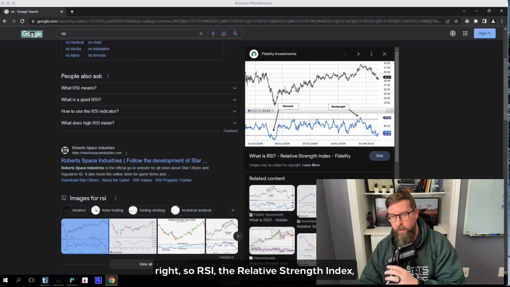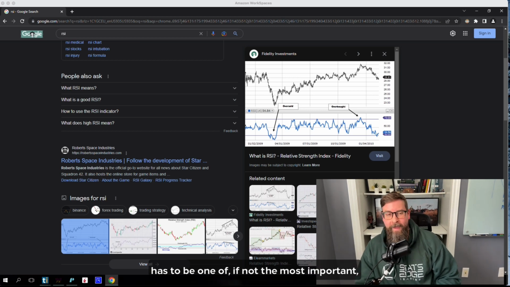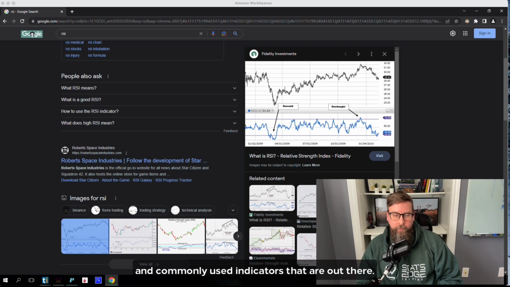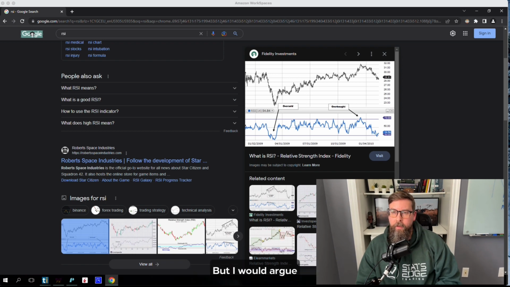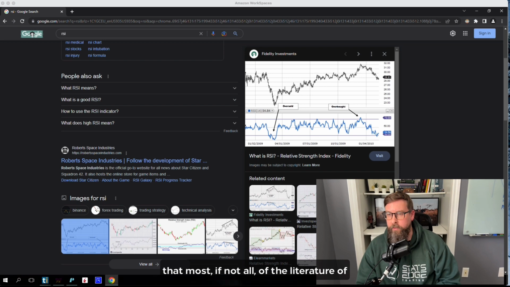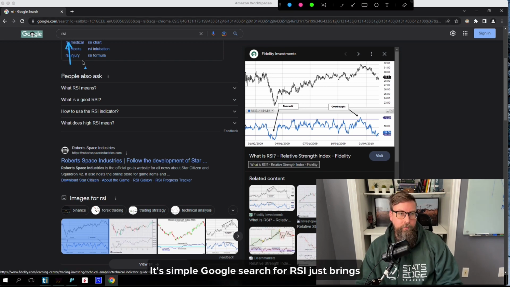All right, so RSI, the relative strength index, has to be one of, if not the most important and commonly used indicators that are out there. It's at its core a basic momentum indicator, but I would argue that most, if not all, of the literature on how to use this indicator is just completely wrong. A simple Google search for RSI just brings up this image almost instantly.